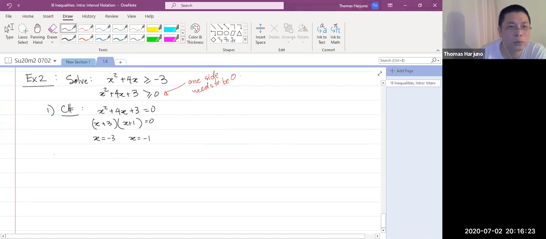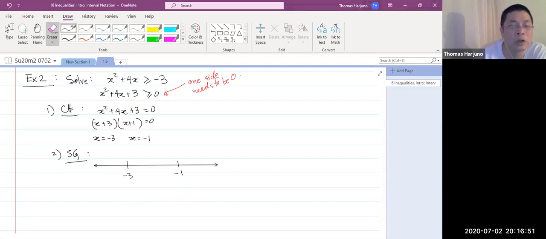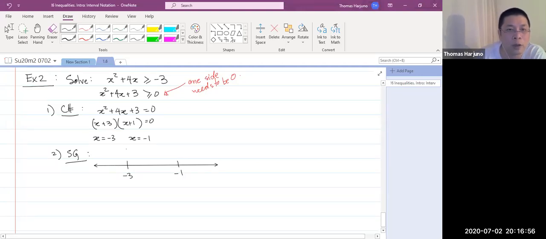Step 2, sign graph. Get the number line with critical numbers, -3, -1. And make sure you put that -3 on the left-hand side of -1. I mean, you don't put it this way. You don't say, oh, this is my -1, this is my -3. No, that's so absurd, right? On the number line, you don't have such a number line ever, okay? No, -3 on the number line is always to the left-hand side of -1, okay? And we know from our procedure above, the critical numbers give us 0. Boom.